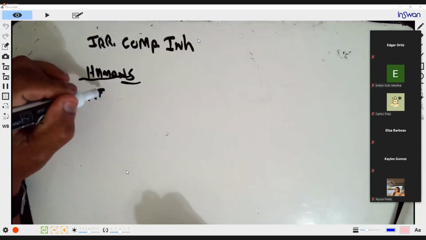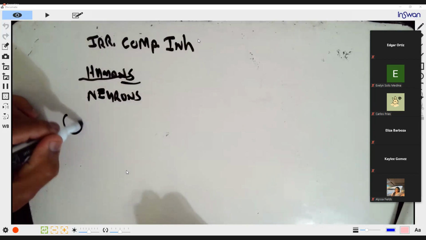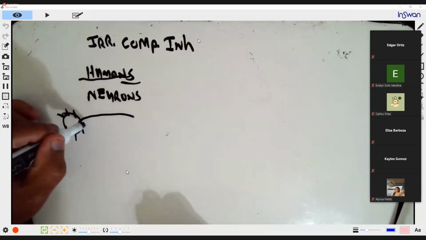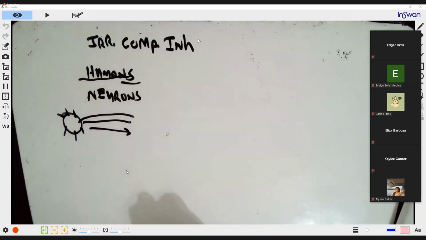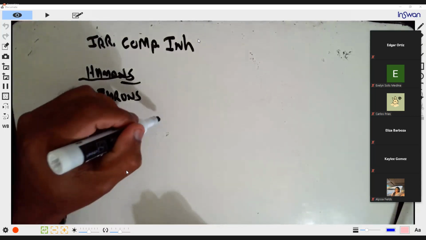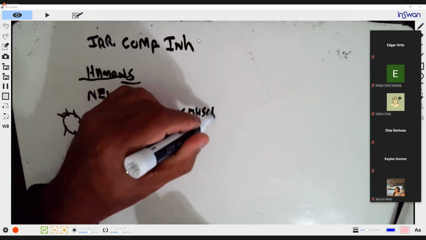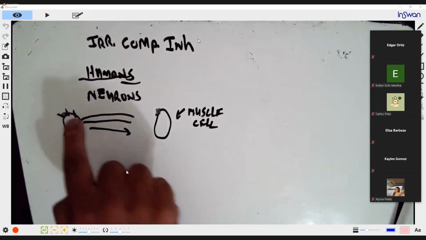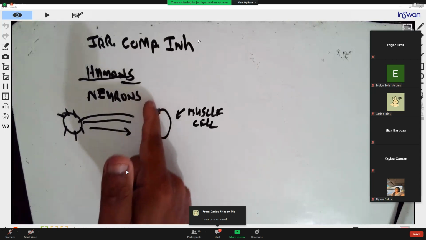So there are nerve cells called neurons. Neurons are nerve cells, so they're really long cells. They have a cell body, and they have a long shaft over here. So the nerve signal is going to travel to the end of the shaft, and usually there's some other neuron or some other tissue. Let's say this is a muscle cell. The thing is, neurons never physically contact other neurons or tissues. There's always a gap between the neuron and whatever it contacts.